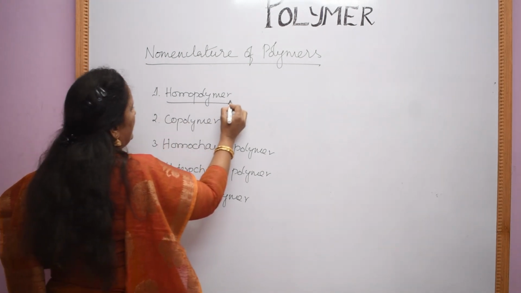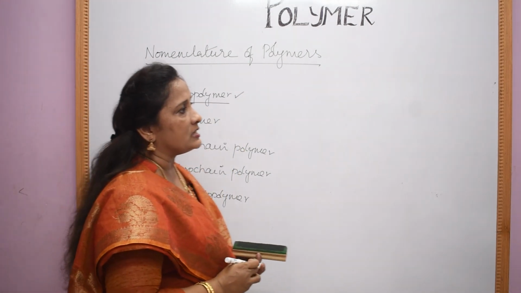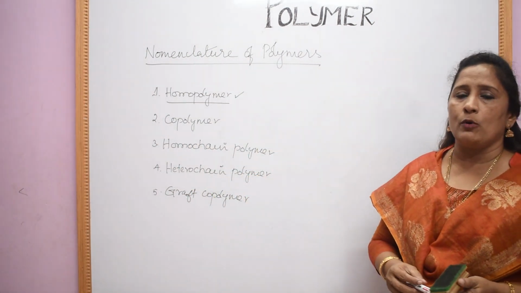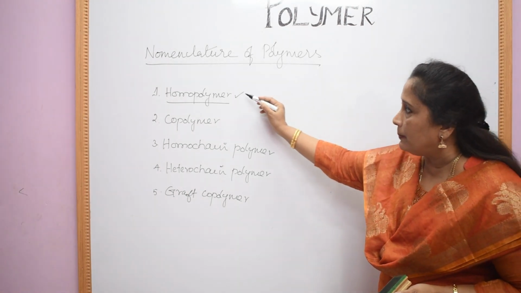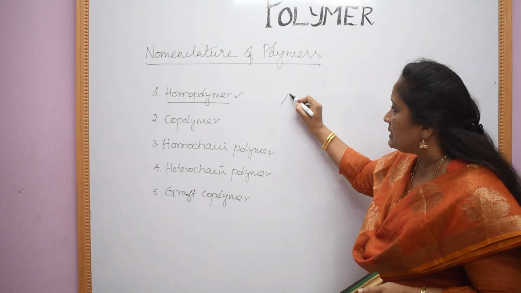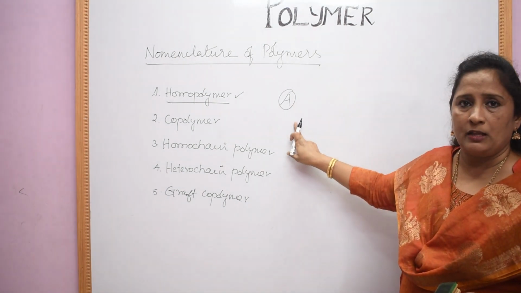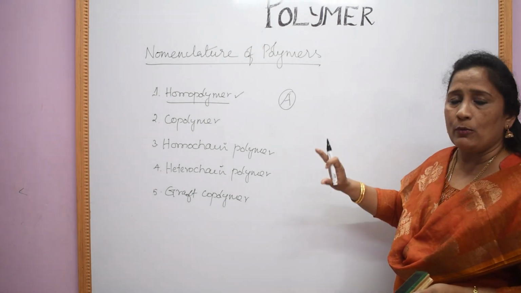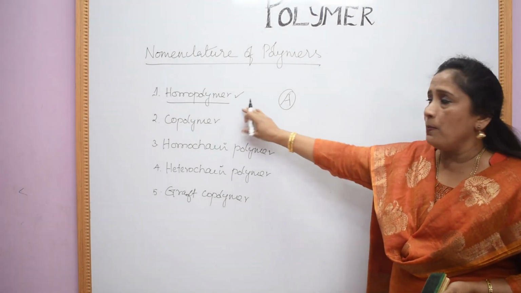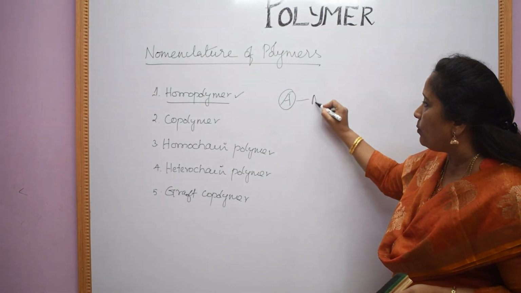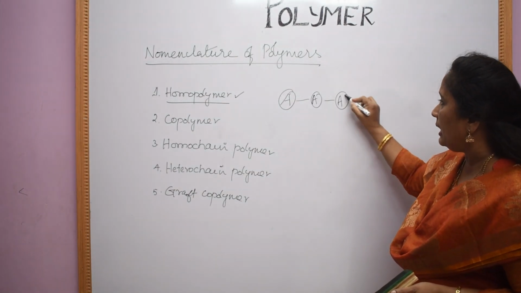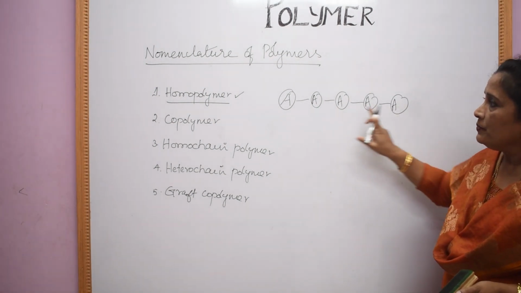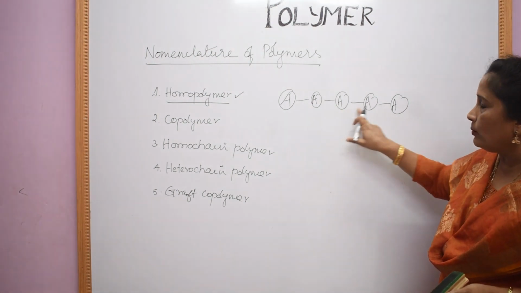First, let us know what is a homopolymer. Homopolymer is made up of identical monomeric units. What do you mean by identical monomeric units? If I am preparing a homopolymer, let me consider that A is the monomer that is present in the polymer. If the polymer is made up of same monomeric units, I get this homopolymer. So what will be the structure of this homopolymer? It will be A like this. So this is the structure of homopolymer. Homopolymer is a polymer which is made up of identical monomeric units.